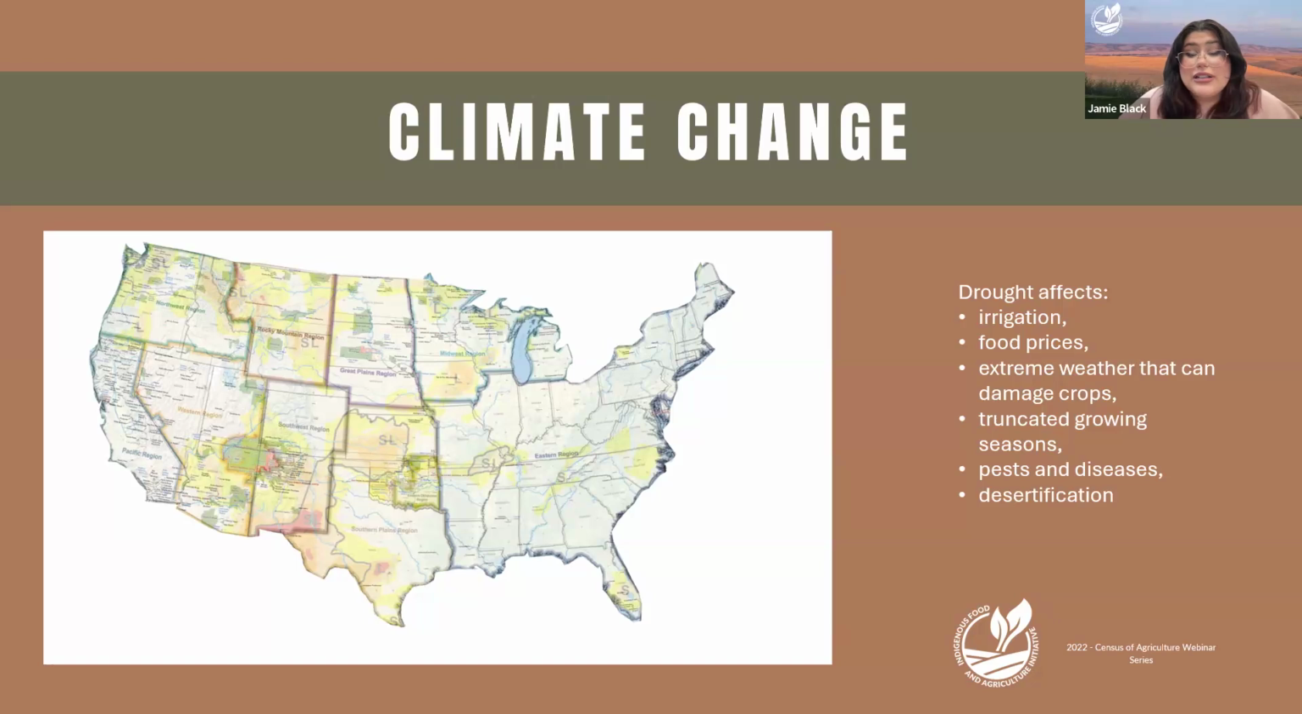And that drought really affects all reaches of things. It affects your irrigation, your food prices. The extreme weather can damage your crops. It'll kind of make or break a growing season. And then also you've got pests and diseases to worry about and desertification. But on top of all that, there's the institutional barriers that can affect a tribe's ability to adapt to these drought conditions.